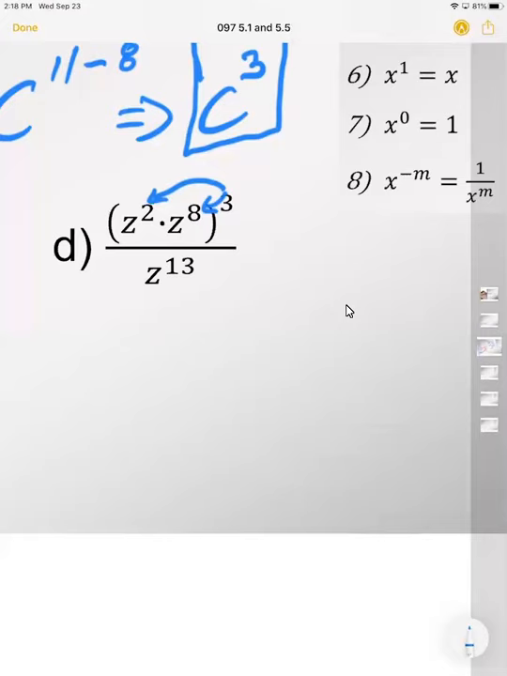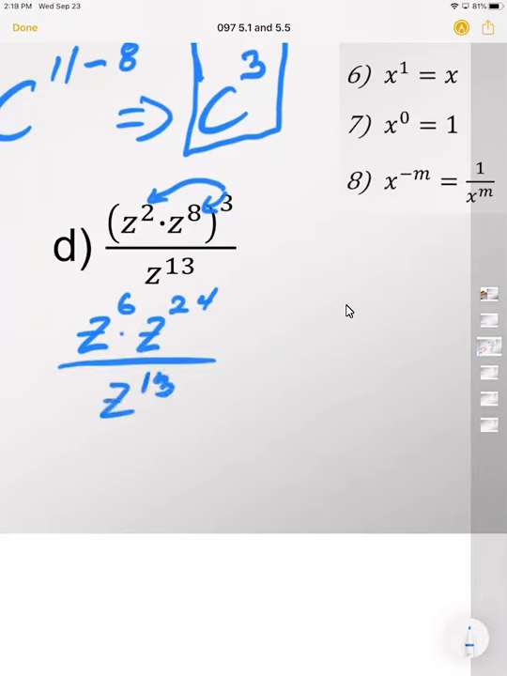Okay, so if I distribute this thing here, we can see that 2 times 3. Do you agree that 2 times 3 will give me 6, and 2 times 3 gives me 6, and 8 times 3 gives me 24, all over z to the 13.